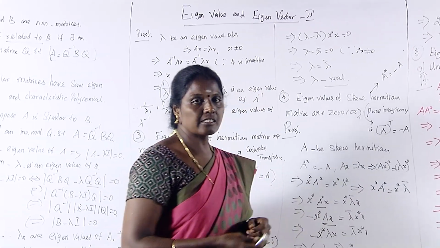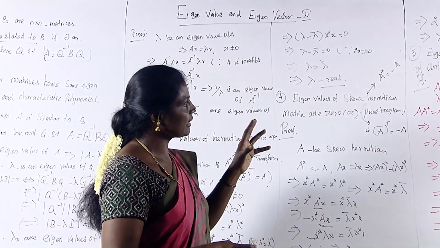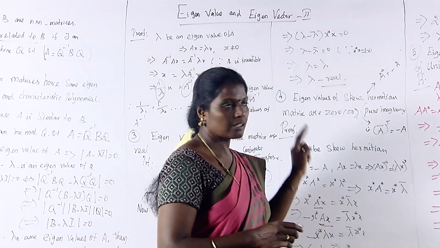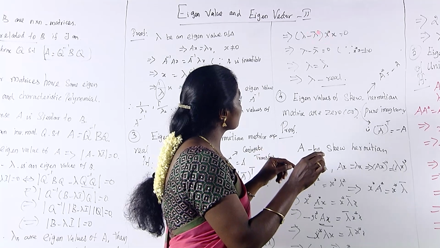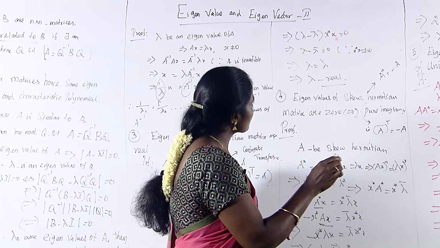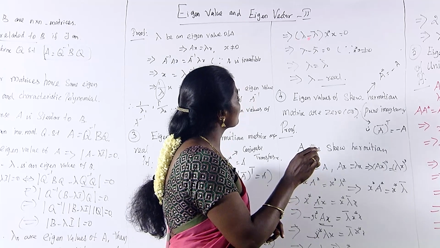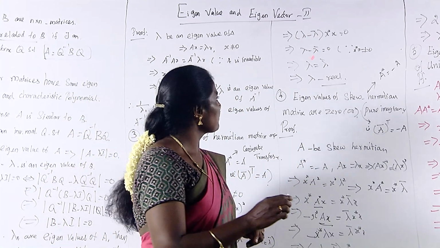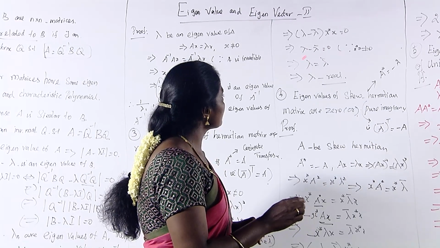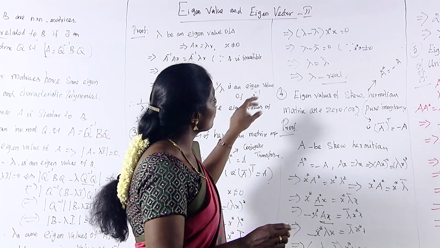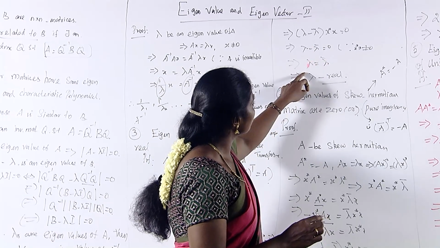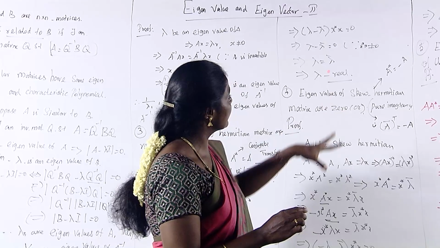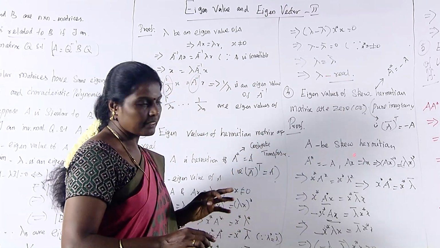We know that x star x is not equal to 0. The product of these two things is 0 and this one is non-zero, so the only way is lambda minus lambda bar equals 0. Lambda minus lambda bar equals 0 indicates lambda equals lambda bar. So, lambda and its conjugate are equal, which means lambda is real.